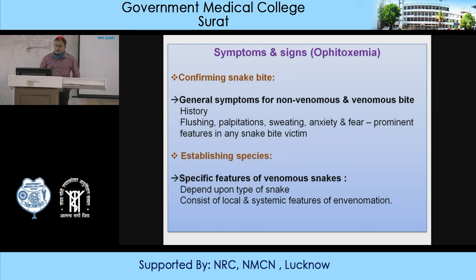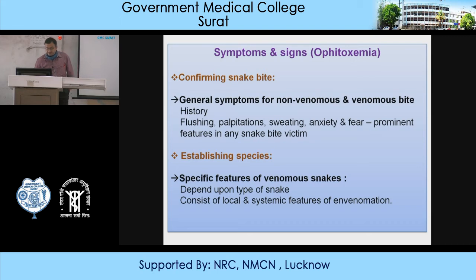Now confirming the snake bite, first general symptoms for non-venomous and venomous bite: history, flushing, palpitation, sweating, anxiety and fear. Prominent features in any snake bite victim, whether non-poisonous or poisonous, or sometimes in a something bite history. The person has psychological symptoms: flushing, palpitation, sweating, anxiety, fear prominent.